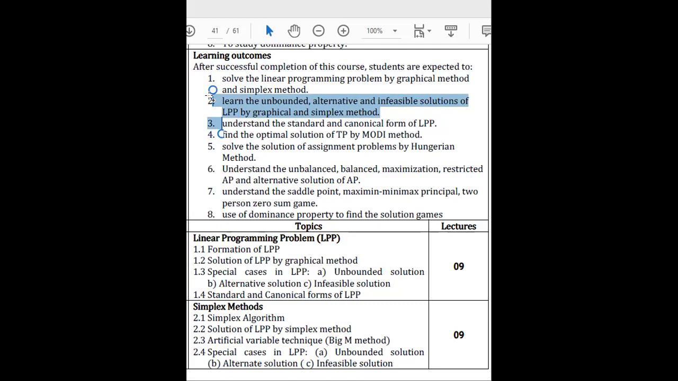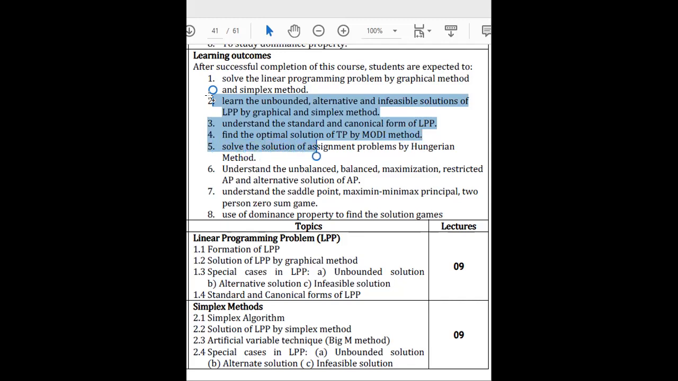Then you will understand the standard and canonical form of linear programming problem. Before studying the simplex method, we require canonical form. Now, this is a learning outcome from transportation problem. You are able to find optimum solution of transportation problem by using MODI method. MODI means modified distribution method.